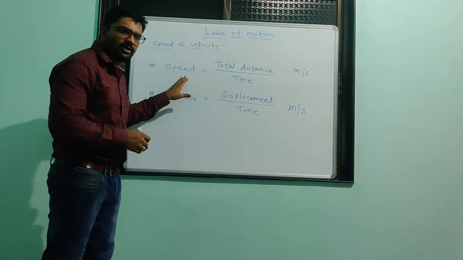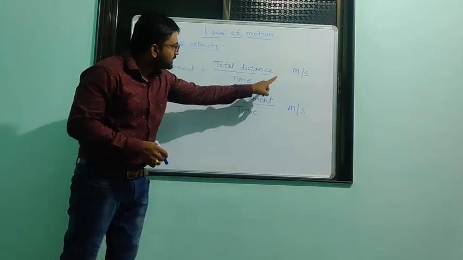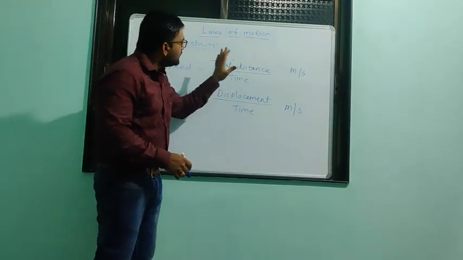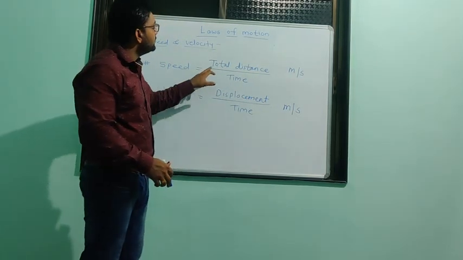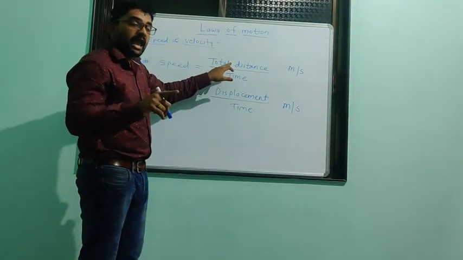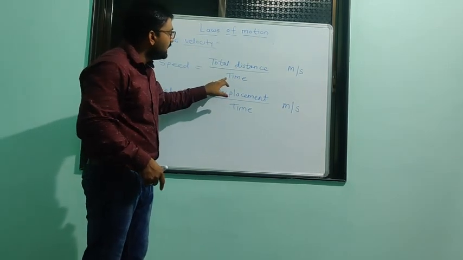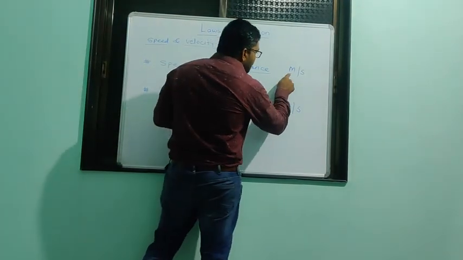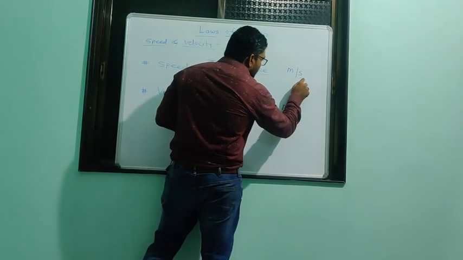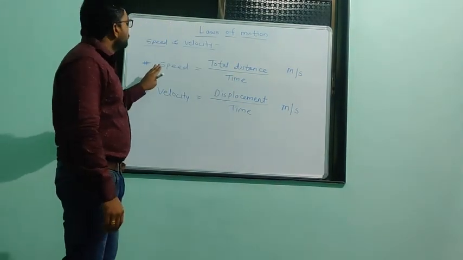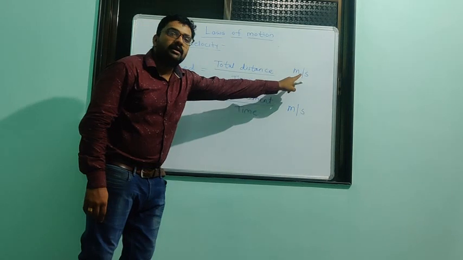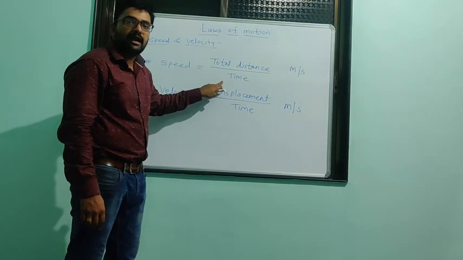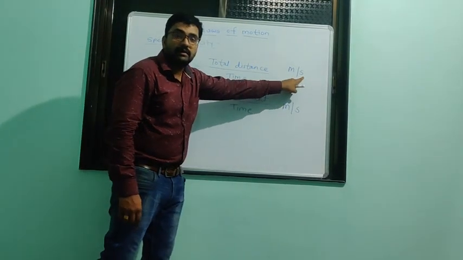So simply, speed is the total distance covered divided by the time required to cover that distance. So total distance upon total time. Distance means the actual path covered, divided by time, and that will be our speed. We know distance is measured in meters and time has the SI unit second. So the unit of speed is meter per second. Again, speed is total distance divided by time, and its unit is meter per second.